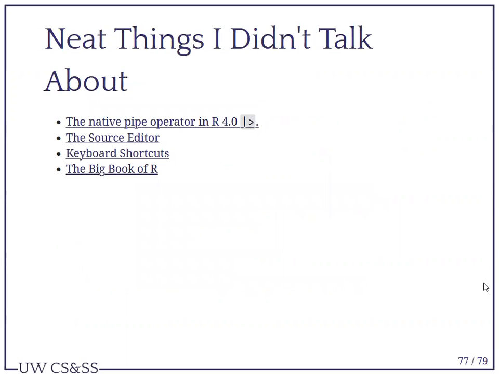I want to point you to a couple of neat things I didn't talk about at all because I thought it might be confusing. They've recently created a native pipe operator in R. It used to be the case that the magrittr pipes, like the %>% that we've been using, were the only place that you could get that in R. And now base R has its own pipe operator and it functions differently.